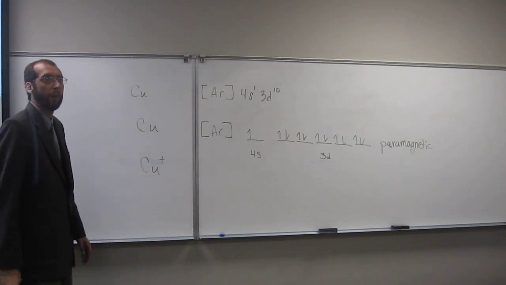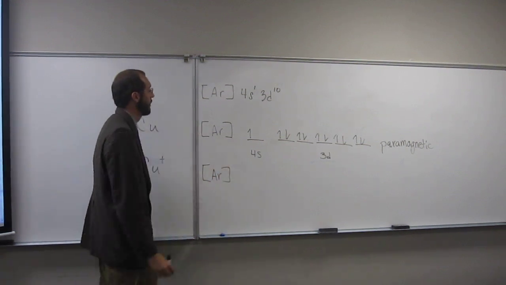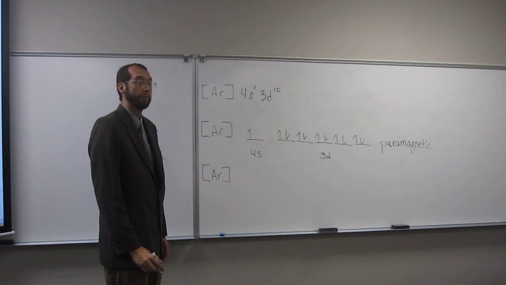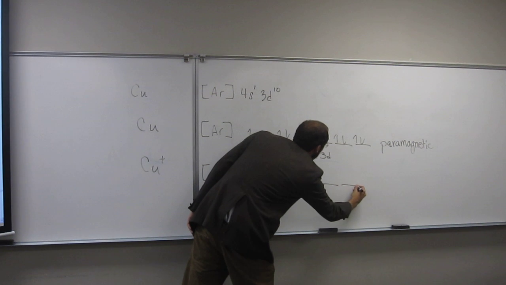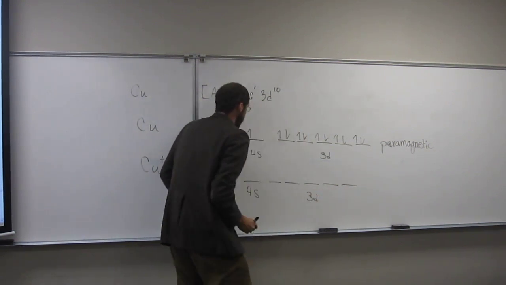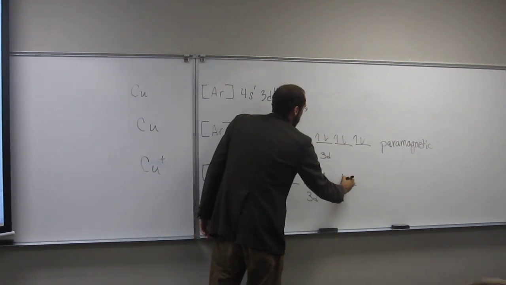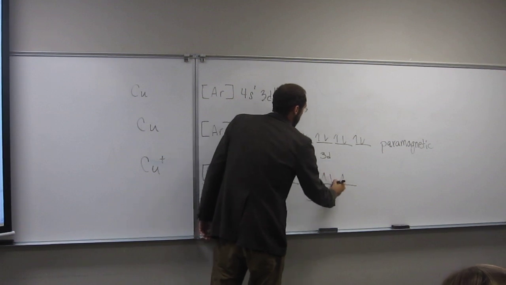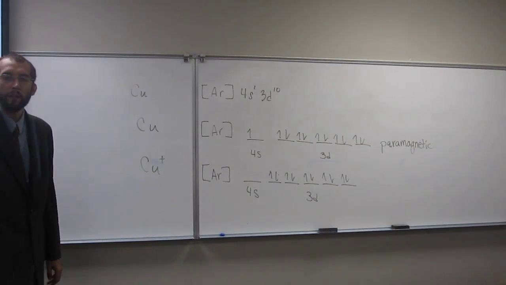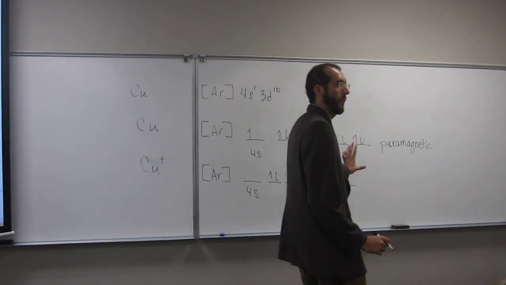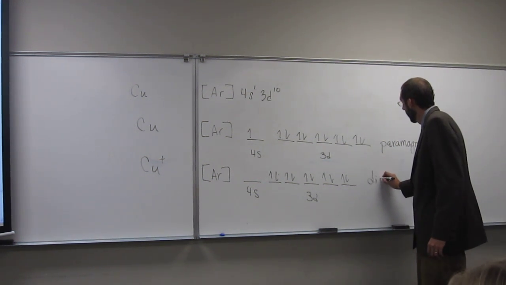Okay. Now let's look at the copper plus one ion. So where is that electron going to be removed from? The 4s, right? So, no electron there. Okay. So, does this have any unpaired electrons? No. So, would it be affected by an external magnetic field? No. So, we call this diamagnetic.